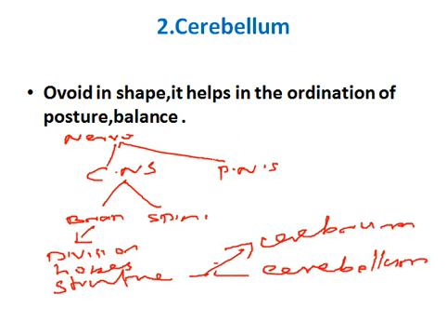So the cerebellum, just check, is situated behind the pons. If you look behind the pons and medulla oblongata, you can see the cerebellum. The cerebellum is ovoid in shape, and it helps in the coordination of posture and balance. So just see where the cerebellum is situated, and the other structures near the cerebellum.